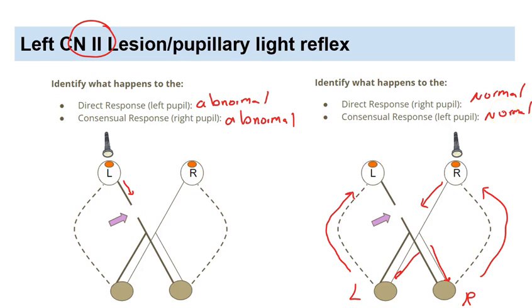It seems confusing, but if you know the way that the cranial nerve number 2, the sensory neuron, and cranial nerve number 3, the motor neuron, are working, it's going to be so much easier.